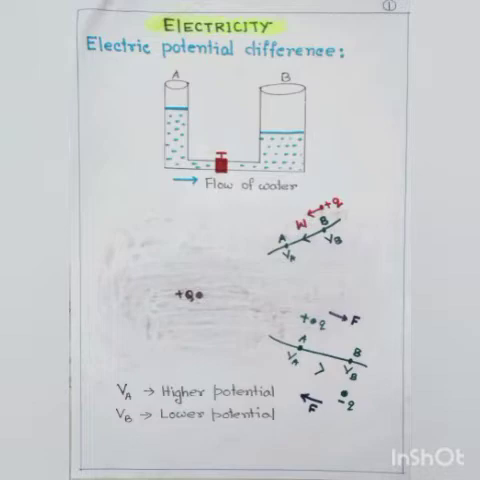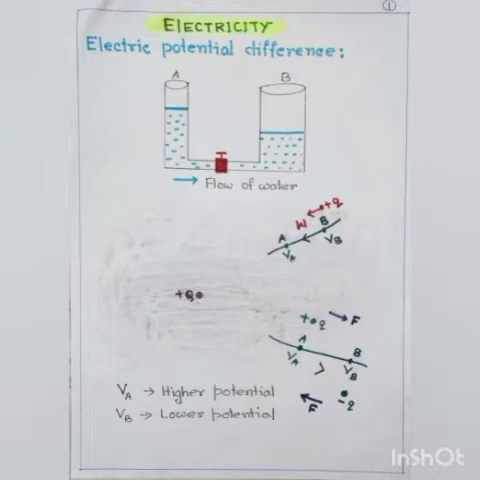Today we will discuss a very important topic about electric potential difference. Now to understand the concept of electric potential difference, first let us consider a vessel consisting of two arms A and B. Now see, the water level in arm A is higher than the water level in arm B when the valve is closed. We know that pressure exerted by a liquid in a vessel at the bottom of the vessel is directly proportional to the height of the liquid.